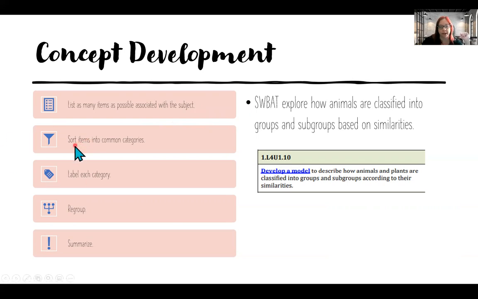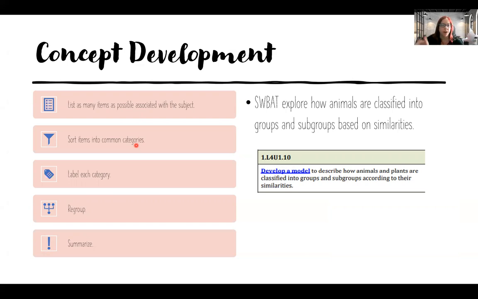Then you're going to sort items into categories. And so you're not sorting per se, have the students sort. And when we sort, do an open sort. Don't tell them how to sort them. Just tell them, I want you to sort your animals into different categories. And they're going to come up with different common attributes. And you're going to have them then label what that category is. Maybe it's animals with fur. And so they would label this as animals with fur.